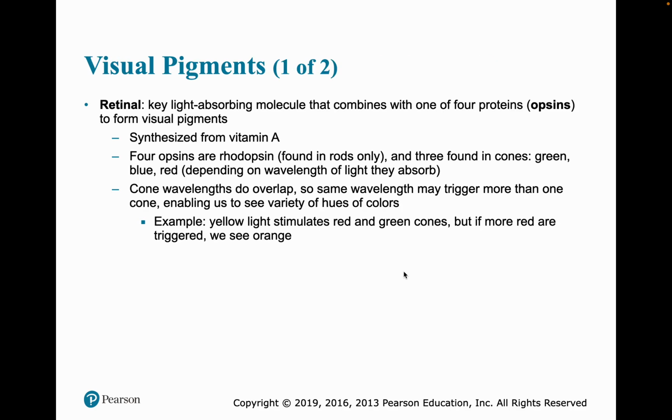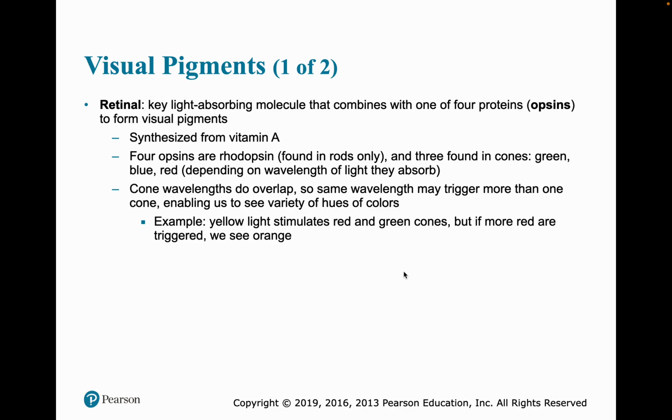The pigments include retinol, which is a light-absorbing molecule that combines with one of four proteins. Those proteins are called opsins, and so the combination of retinol and opsins forms a visual pigment. They are synthesized from vitamin A.